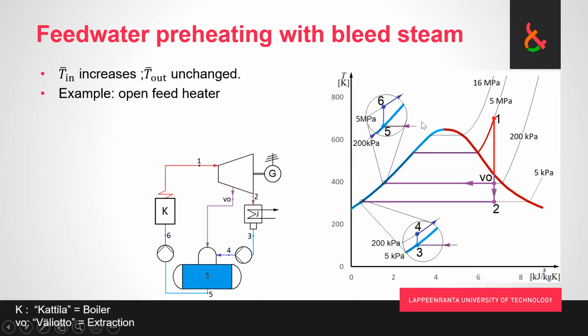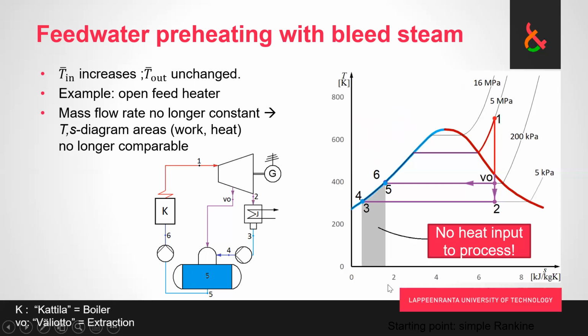So we have the steam from the extraction point coming from the right to 0.5, and then we have the liquid condensate at 200 kilopascals coming from here, and they meet on the saturated liquid line where they become mixed and then are pumped up to pressure. What this means is basically that there is no heat input. So this area is heat input to the liquid stream, but from within the process. No heat input to the process.